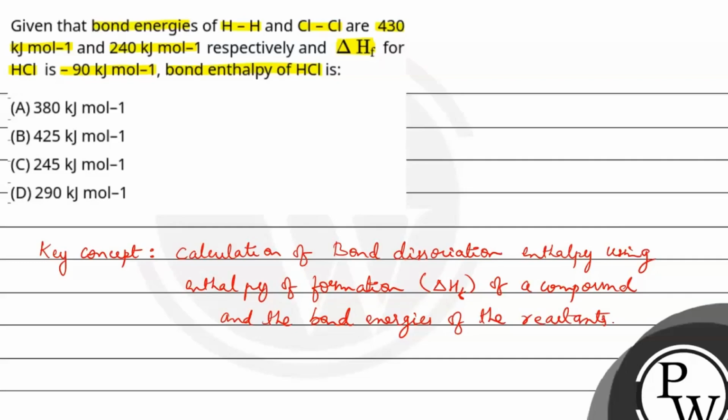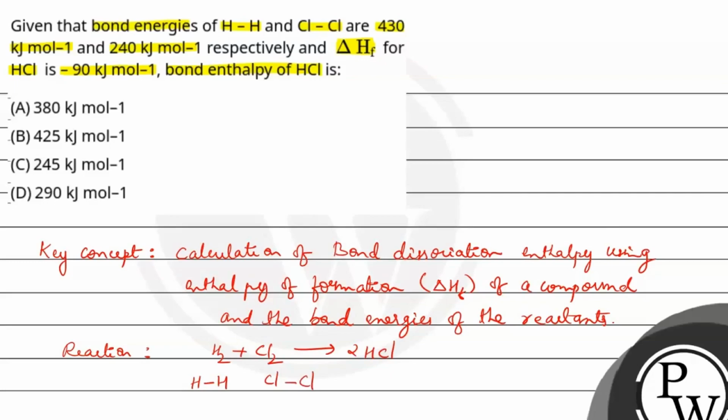We'll first write the reaction and try to understand which bonds are broken and which bonds are formed. So here the reaction is H2 plus Cl2. 1 mole of H2 plus 1 mole of Cl2 gives to form 2 moles of HCl. So H2 can be written as H single bond H and Cl2 can be written as Cl single bond Cl.